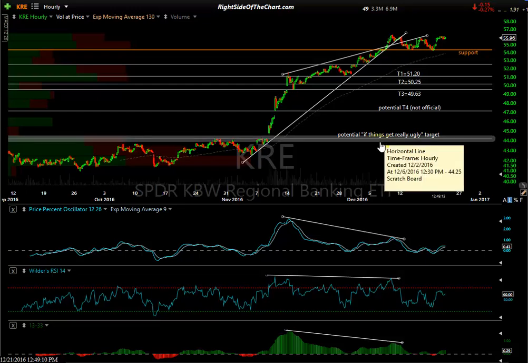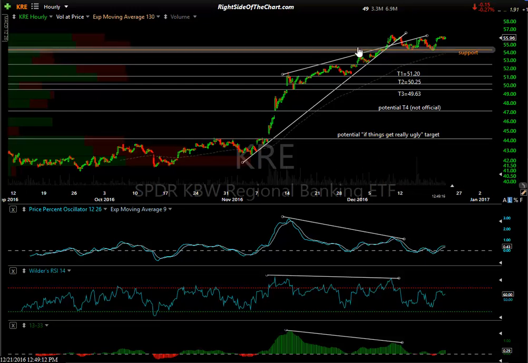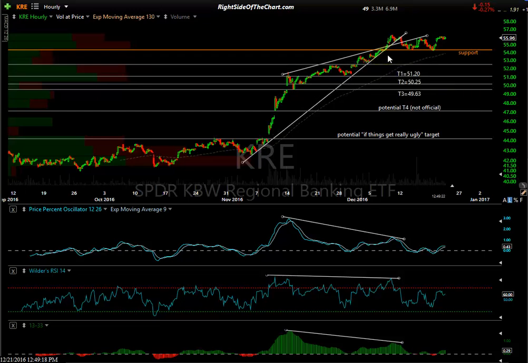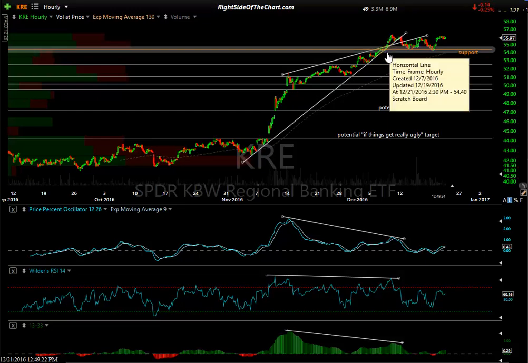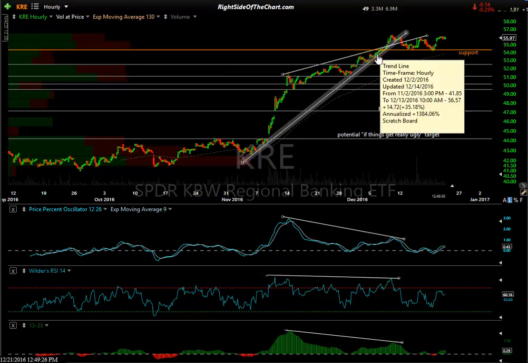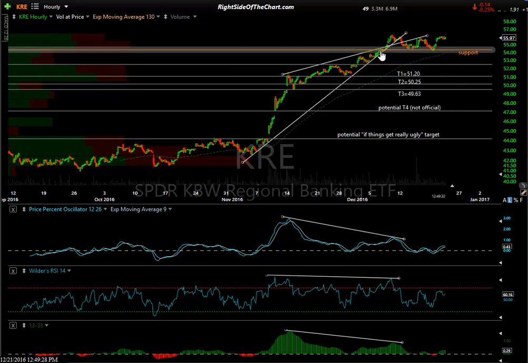Okay, next up, this is KRE. KRE was based on the 60-minute chart. It was a short entry at 53.02 to be exact, with a relatively tight stop over 54. So about a 1-point loss on that one. And it was short in anticipation of a breakdown of this rising wedge, which didn't occur until later. So the price, KRE, the regional banking ETF, went up a little bit, then went on to break down, had an impulsive breakdown on the wedge.